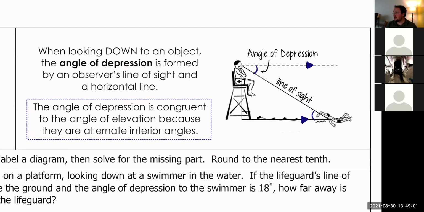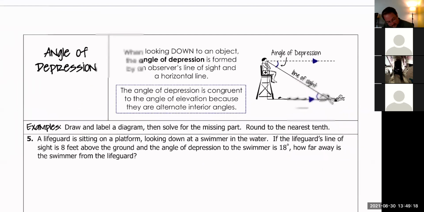Alternate interior. So if you are the lifeguard looking down versus the swimmer looking up, the person looking down has an angle of depression, which is the same as the person looking up's angle of elevation. Little bonus tidbit of information there.